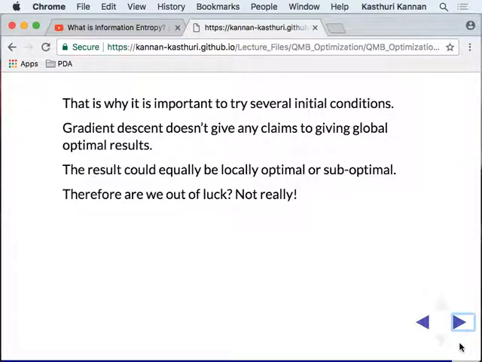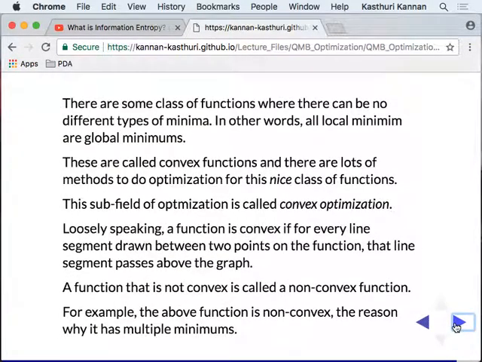Is this the only hope that we can have? Not really, actually. There are some classes of functions where the local minimum and global minimum coincide. Those functions are called convex functions, and the subfield of how we are going to do the optimization for them is called convex optimization.